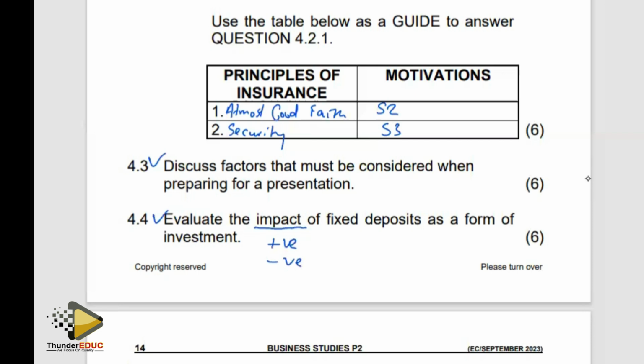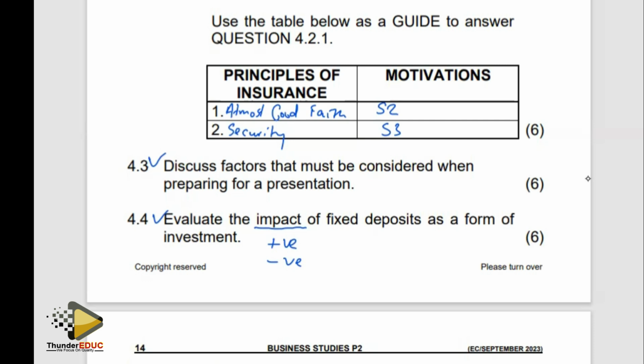So now, you are faced with how many marks? 6 marks. So now you can just give 2 points for positive and 1 point for negative, or 2 points for negative and 1 point for positive, as long as you have mixed the impacts of positive and negative together. Then in that regard, you are going to score yourself full marks.